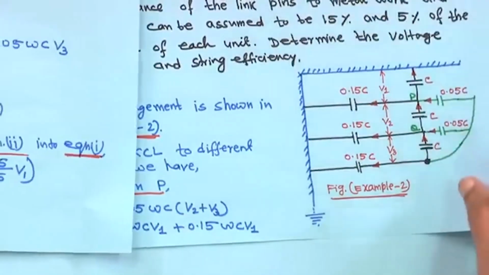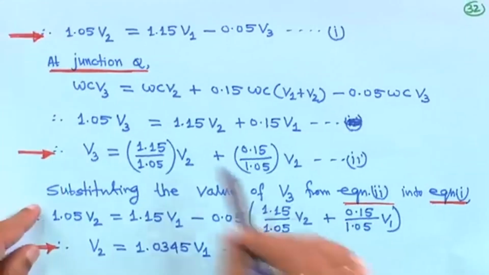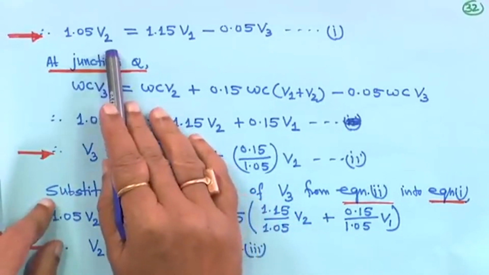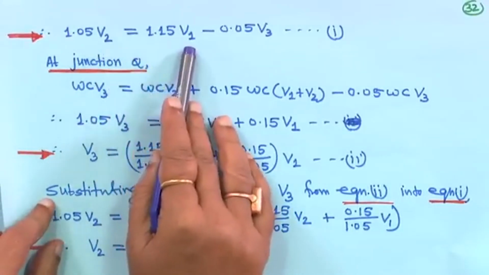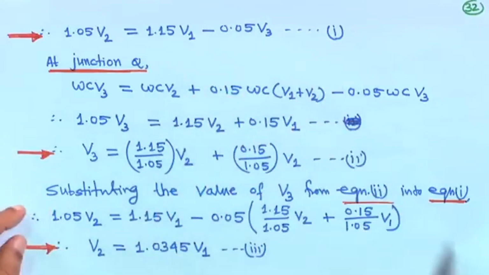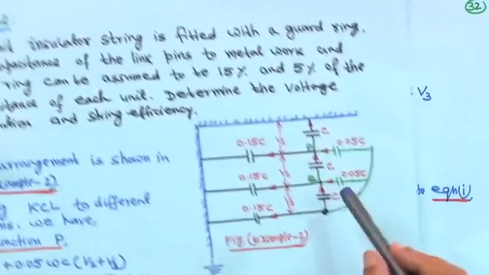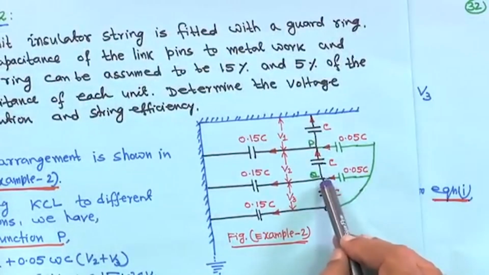If you simplify this, please simplify this one, you will get 1.05 V2 is equal to 1.15 V1 minus 0.05 V3. This is equation 1. Similarly, at junction Q, you please apply KCL again.